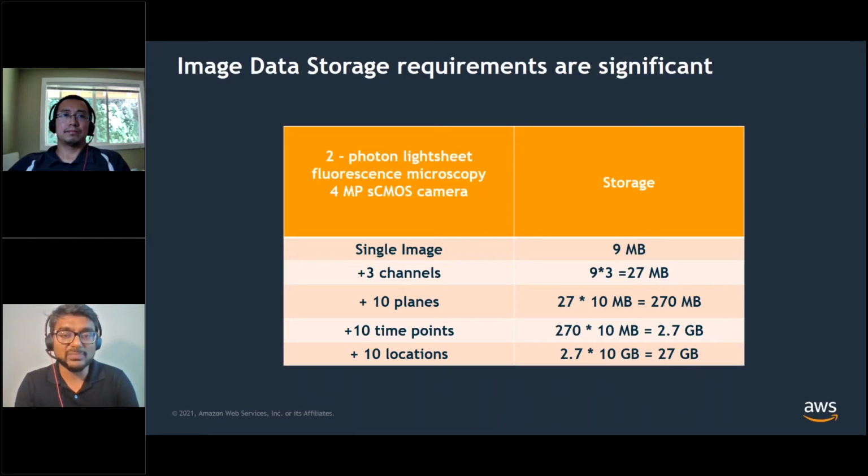Let us go through an example. In this scenario, the experiment involves a light sheet fluorescence microscopy with a 4-megapixel CMOS camera. A single image would generate a 9 MB image file. When you add three channels, the image size is about 27 MB. Adding 10 planes, 10 time points, and 10 different image locations bring this up to 27 gigabytes. You can see how a single experiment can generate a lot of data.